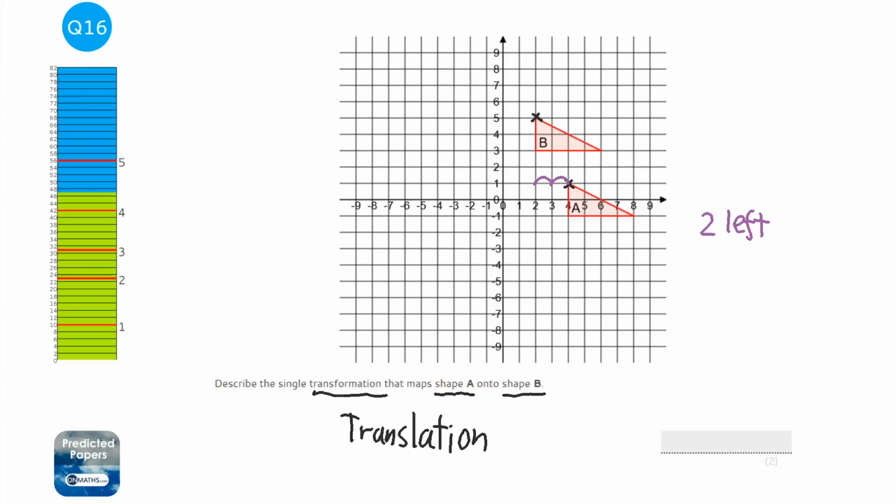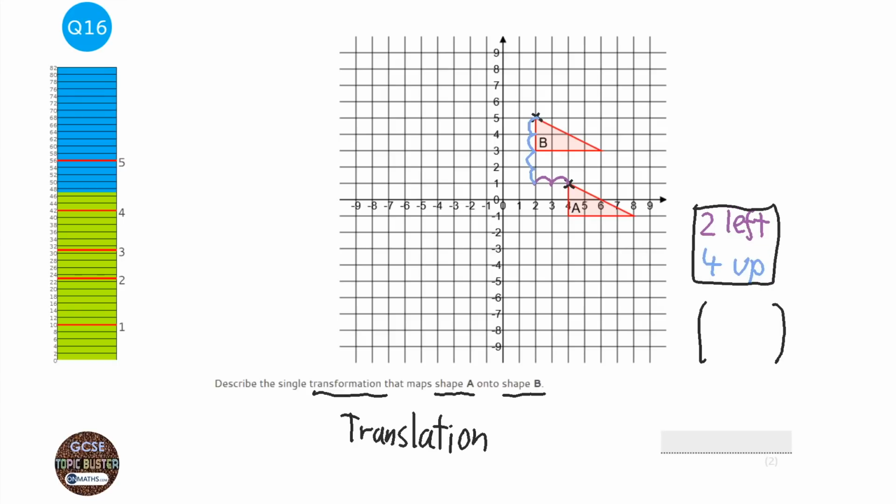And let's have a think. How much up do we have to go? So, 1 jump, 2, 3, 4. So, 4 up. Now, the way of showing translations is by using vectors, and it sounds fancy, but it's just putting this information here between a bracket. The number at the top of the bracket is how far right it's gone, and the number at the bottom is how far up it's gone.